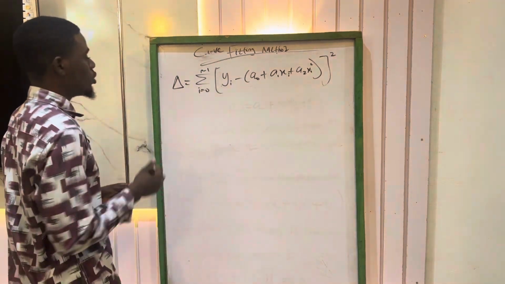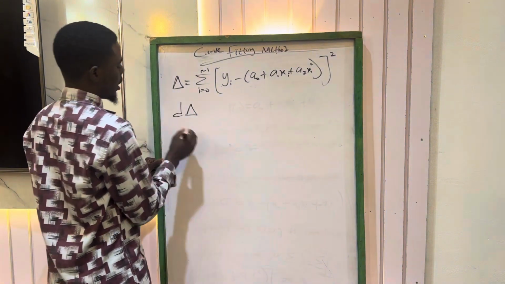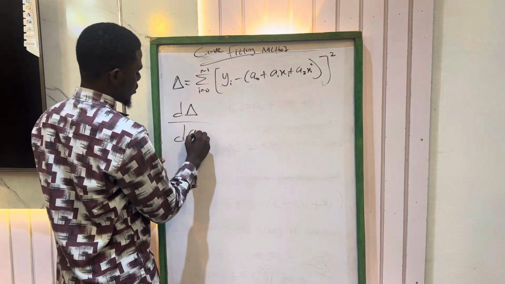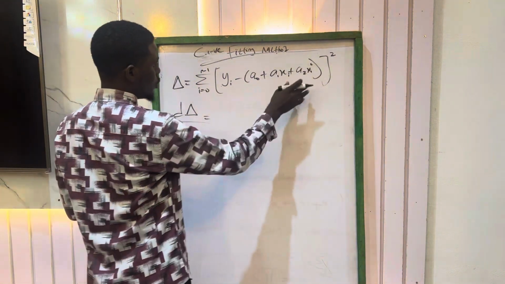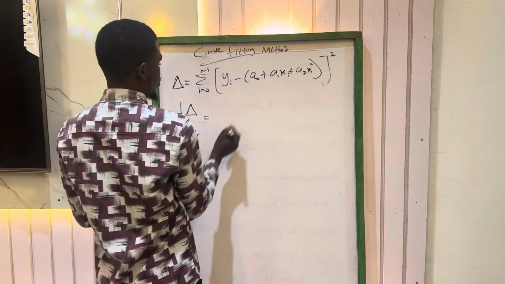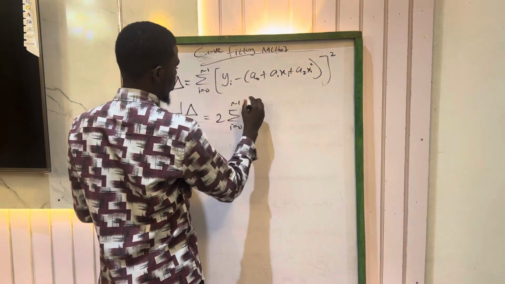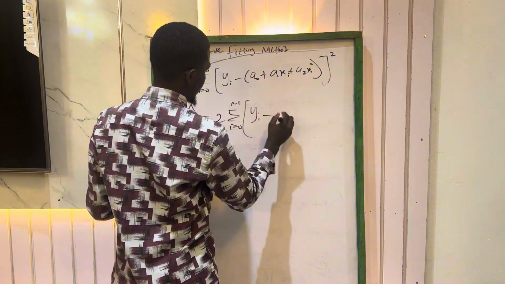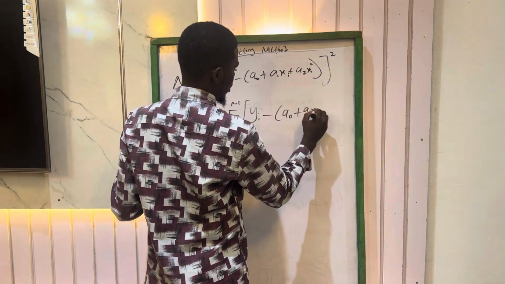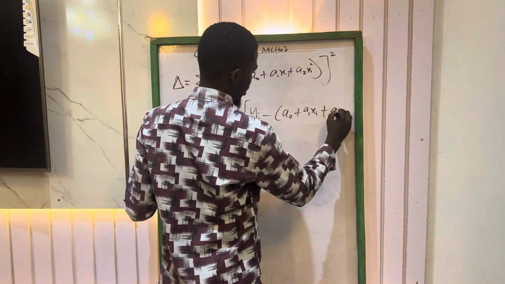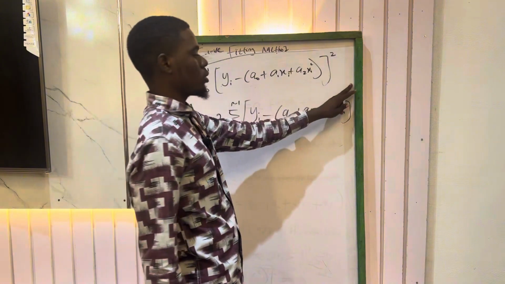So now, going on, to differentiate with respect to a subscript r, we're going to have that this error value, which is delta, so the partial delta over partial a subscript r. So this is a partial differentiation. So by the time you do this, you're going to have 2, then the summation from i equals 0 to n minus 1. You're still going to have your yi minus, then you're going to have a naught plus a1 xi plus a2 xi squared. So this is going to be 2 minus 1, so this means minus 1.